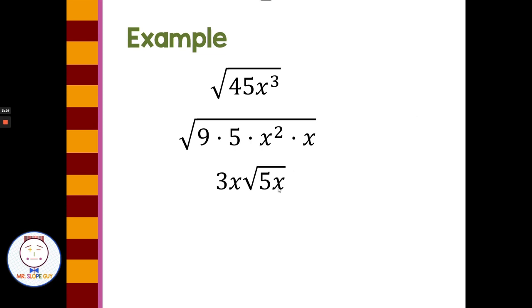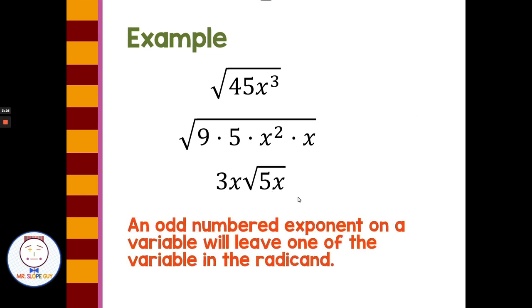And this x that's left, this is common. An odd-numbered exponent on a variable will leave one of the variable in the radicand. So because x squared was a perfect square, we got the x on the outside, but this x is not a perfect square, so it just remains in the radicand.